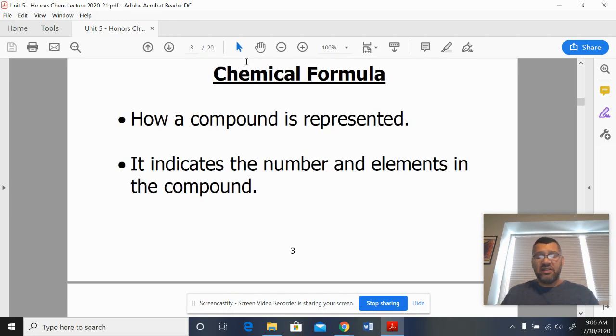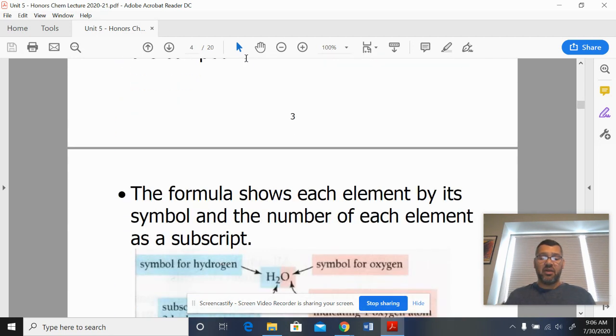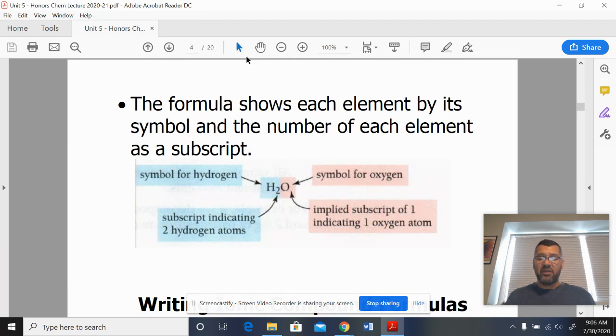Now, when we represent these compounds, we need to show what's in them. So what we do is represent them with the elements that make up the compound and then the number that you have of each. This is the general way that it's done. You have the chemical symbol, which identifies what it is, and then a subscript indicating how many there are of that individual element. So here, H2O.